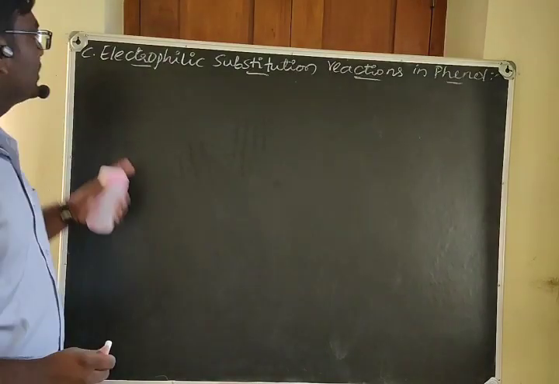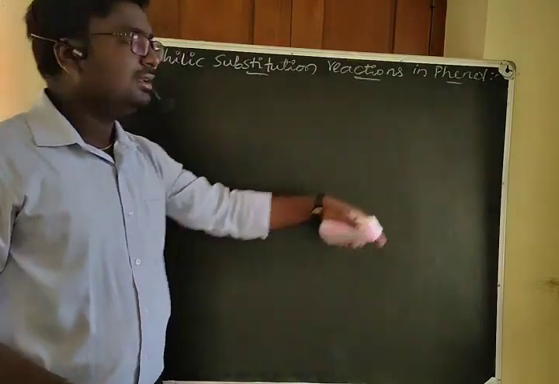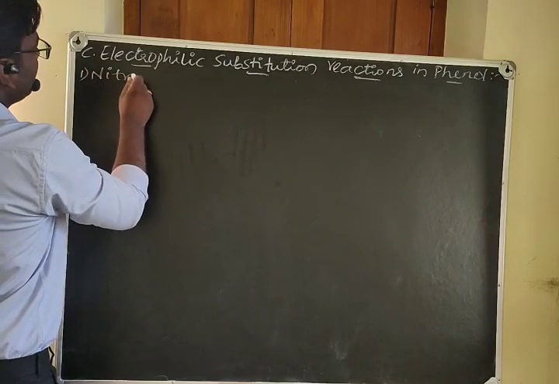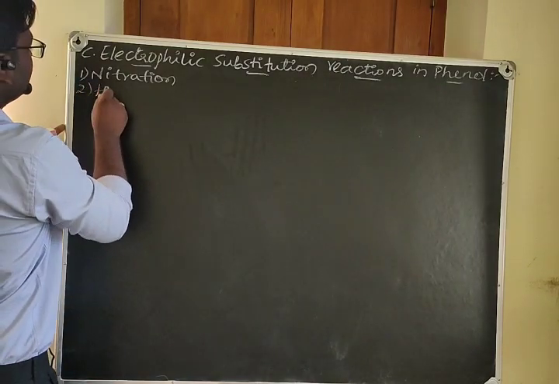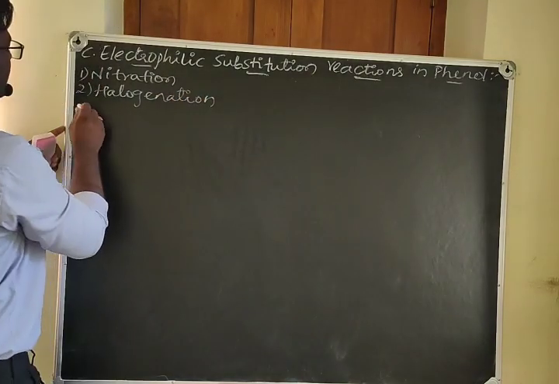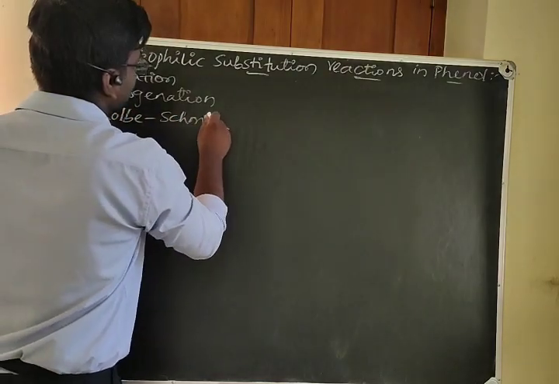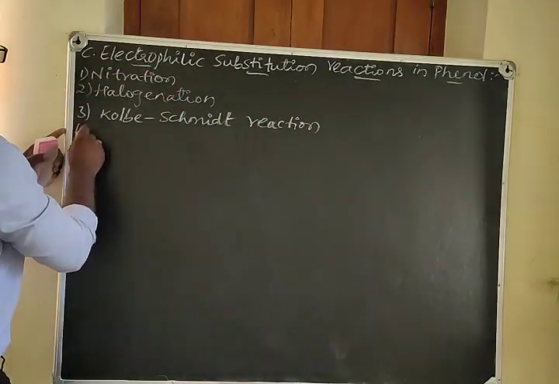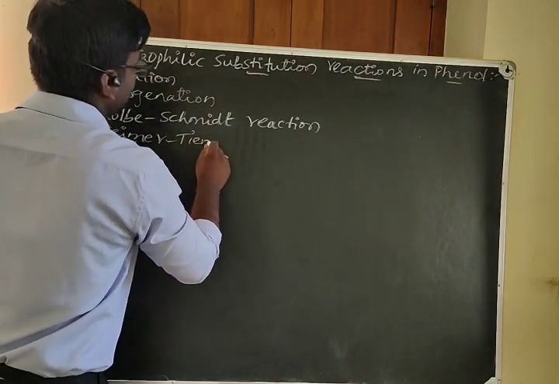Dear students, now we shall consider the electrophilic substitution reactions in phenols. Yes, here we have to discuss the nitration of phenol. Secondly, the halogenation of phenol. And third is the Kolbe-Schmidt reaction. And the fourth one is the Reimer Tiemann reaction.